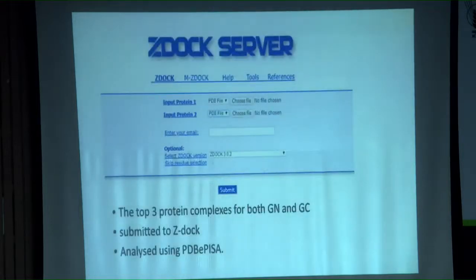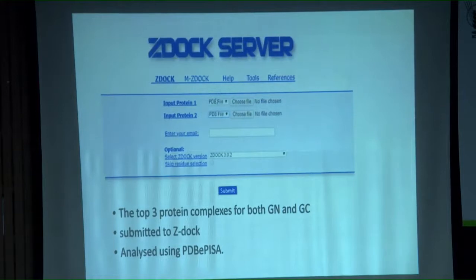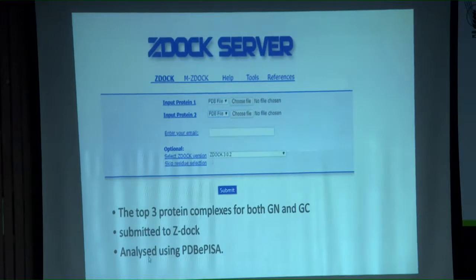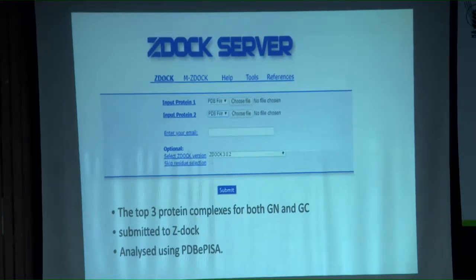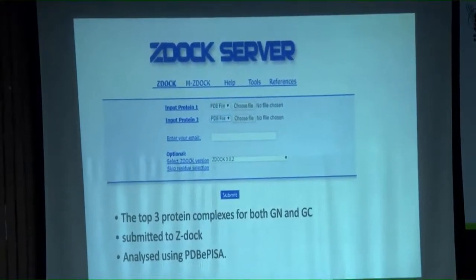Now, having the top 3 interacting proteins between GBNB and Thrips-Pami, there is another software, a ZDock server based software. So here you can again put both proteins as input file 1 and input file 2. We took the top 3 protein complexes for both GN and GC and submitted them to ZDock, and this will give you the final version of the interaction. Okay. So the ZDock server basically gives you the interfaces, the sites, and how strong the interaction is.